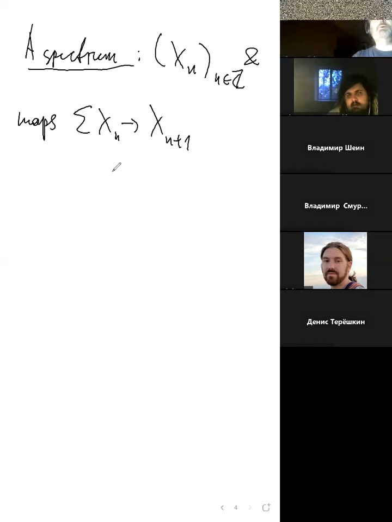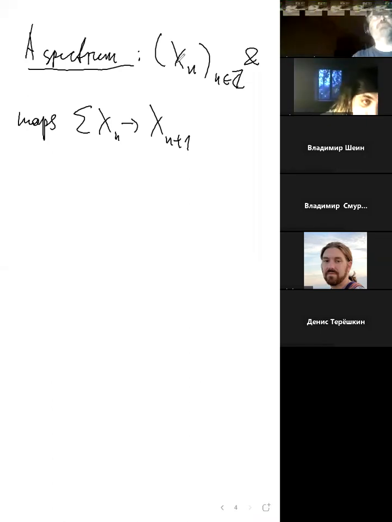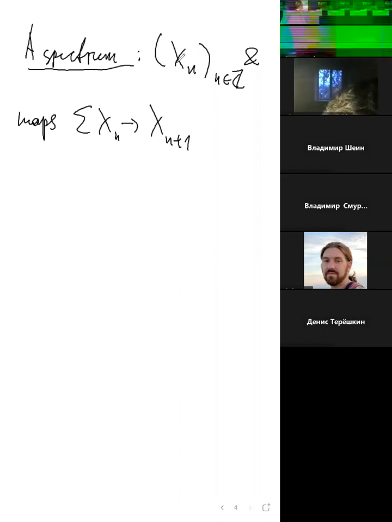Let's look at this definition. Recall that a spectrum is a sequence of pointed spaces with maps from the suspension of each to the next space. Is everyone familiar with this thing? Unless there are protests, I will assume the answer is yes.